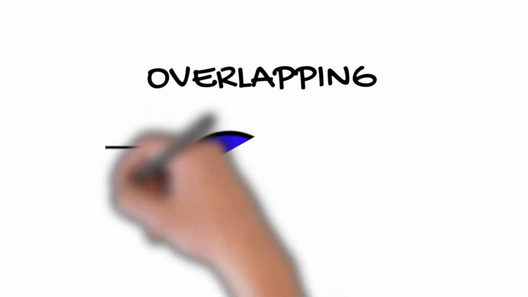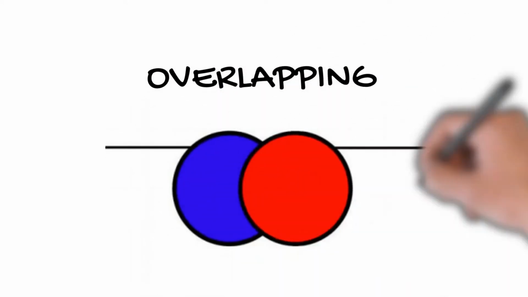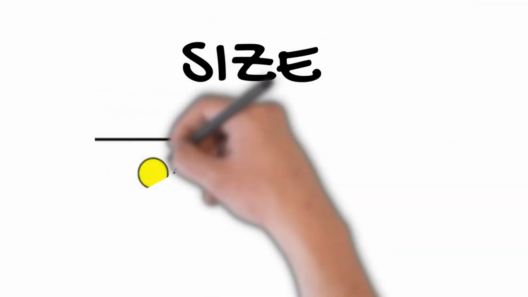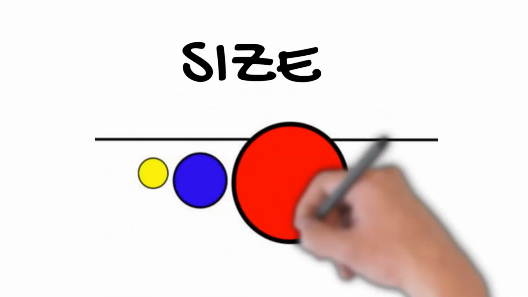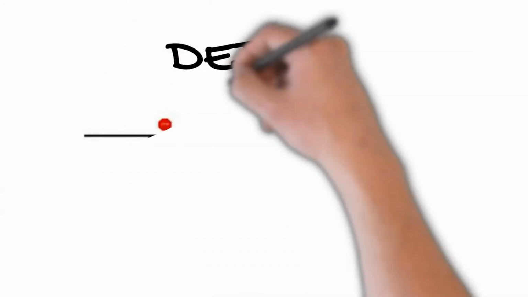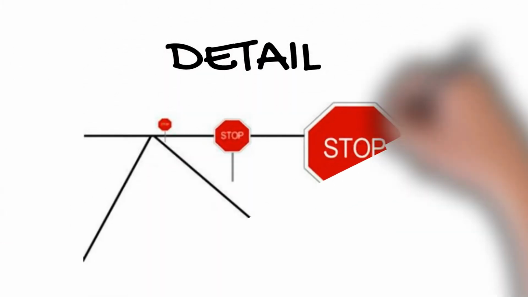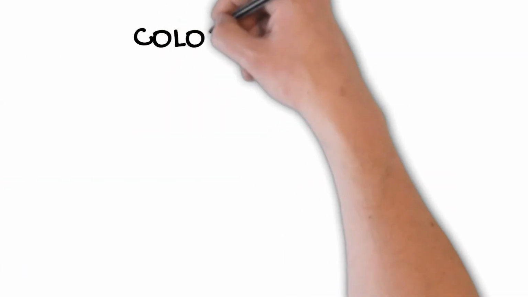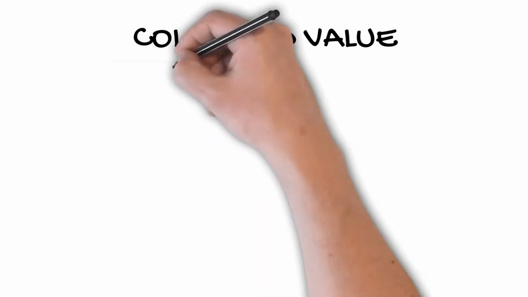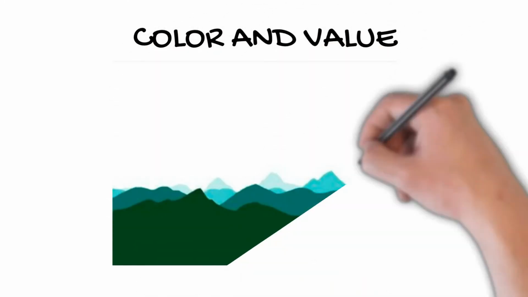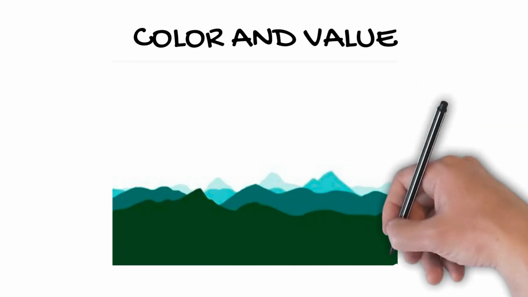Overlapping. It gives the illusion of an object behind another object. Size. The smaller the object becomes, the further it will look. Detail. Same as size, the less the detail is, the further it will look. Color and value deal with the darkness and lightness of the subject. The darker it is, the further it will look.